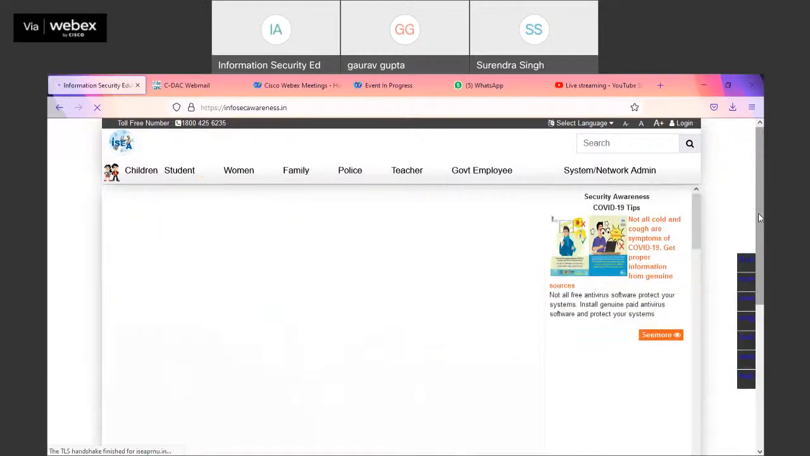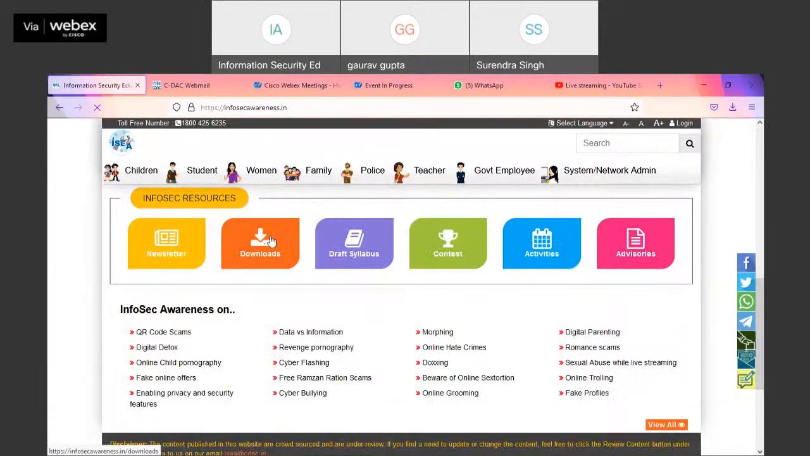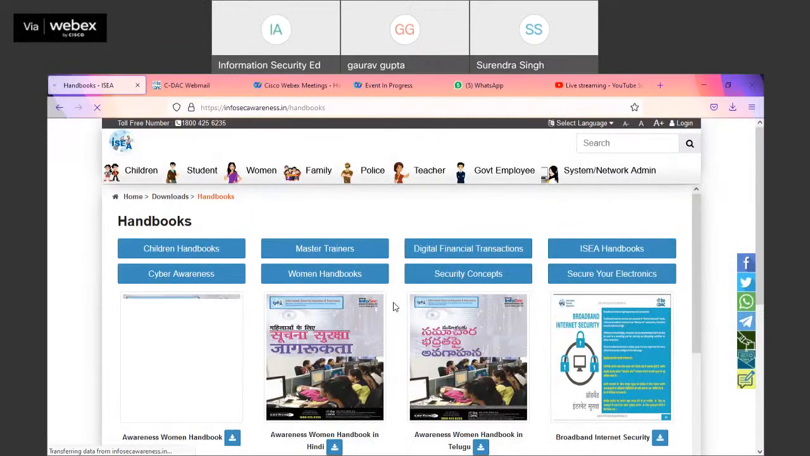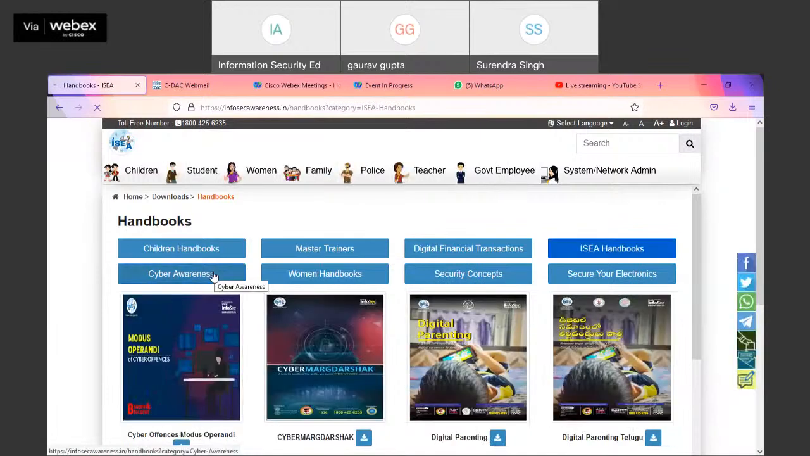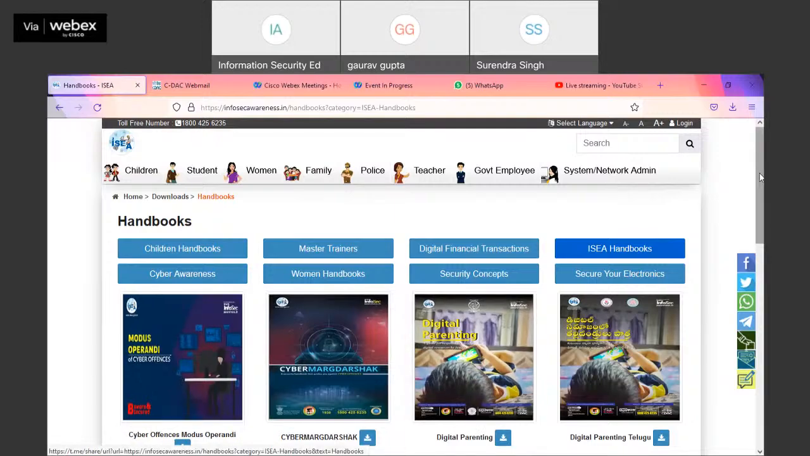And as I told you, we also have a number of books which we have developed. Under the downloads, you have handbooks for various categories of users. We have handbooks for women, security concepts, ISA handbooks, and cyber awareness. We have modus operandi, as Sir was rightly mentioning, on various aspects like social engineering, social networking, financial frauds and all. And digital parenting. So many books are available.